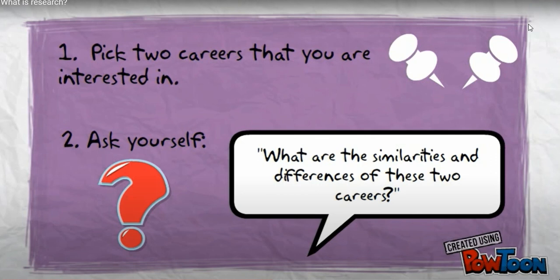But for your task, there will be another video. Then I will ask you to do something based on the second video. So for this one you can just try to answer: pick two careers that you're interested in, ask yourself, and then find out what the similarities and differences of these two careers are. So that's the process of research.